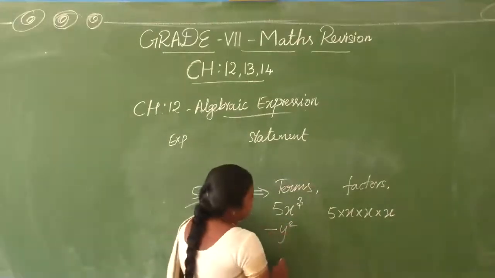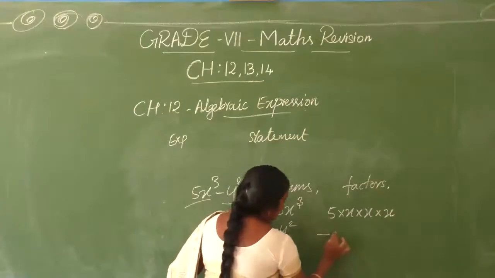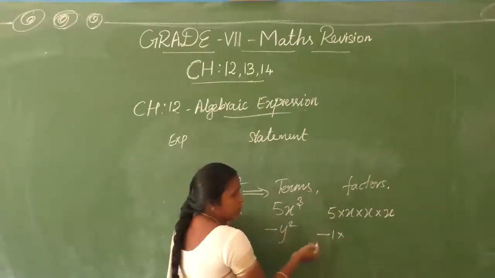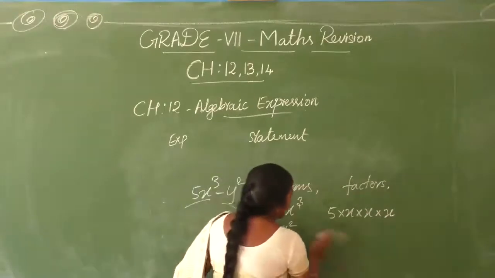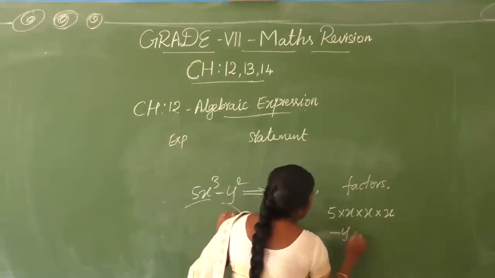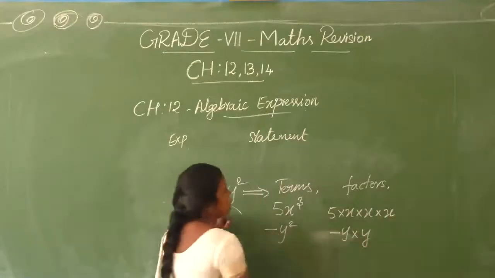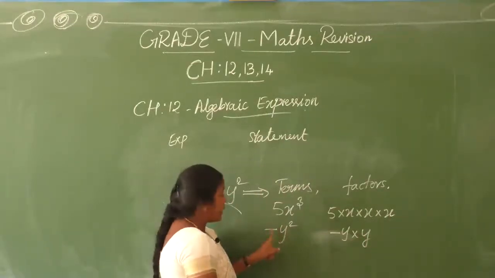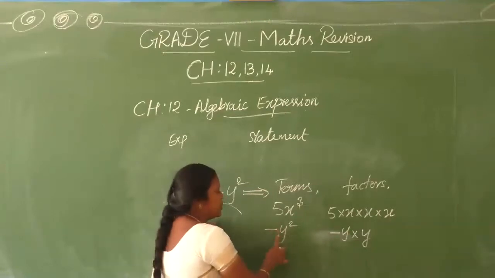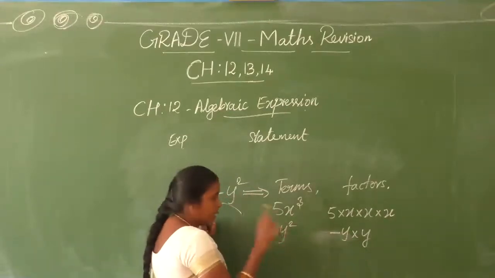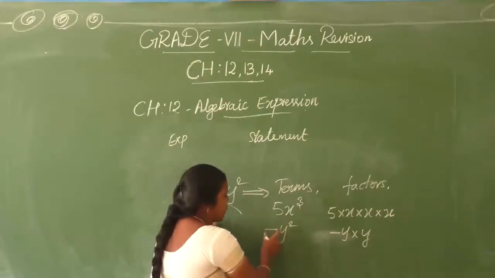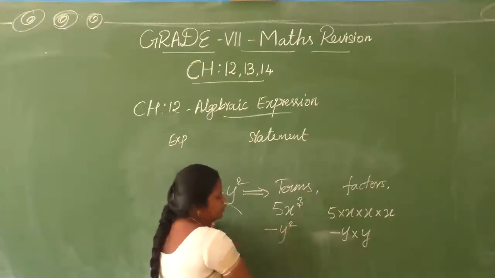Then minus y square, how do you write? Minus 1 into y into y, minus y square. So simply you can write like this also, minus y into y. These are the factors of the term minus y square. Here what is the coefficient? Minus 1. No number means how do you consider it? There is one time it is present. Like that you have to take. So minus 1 is the coefficient of the term y square.